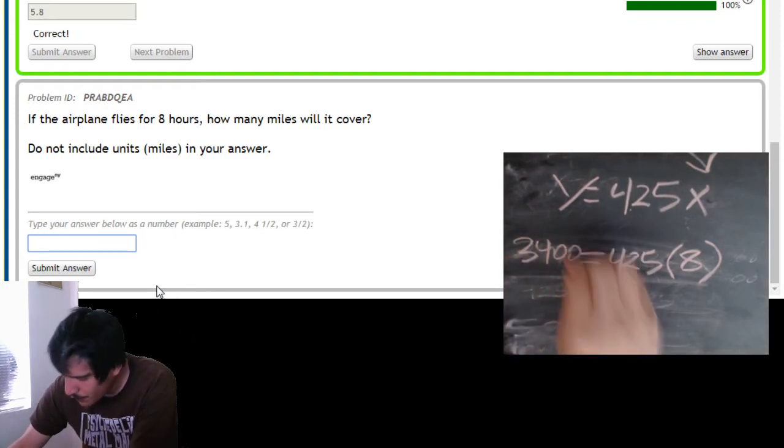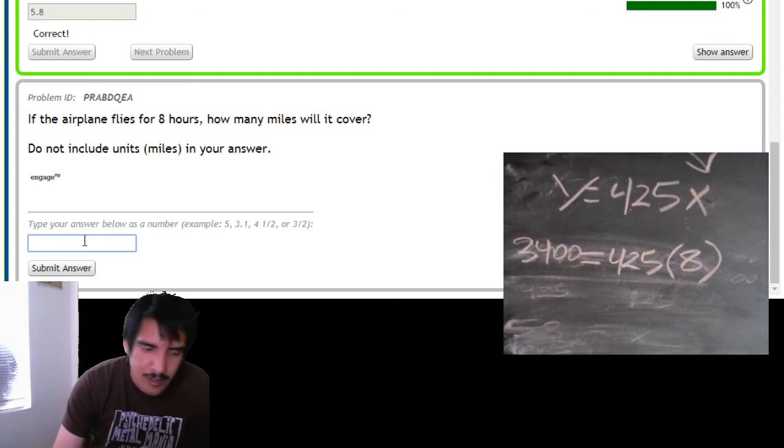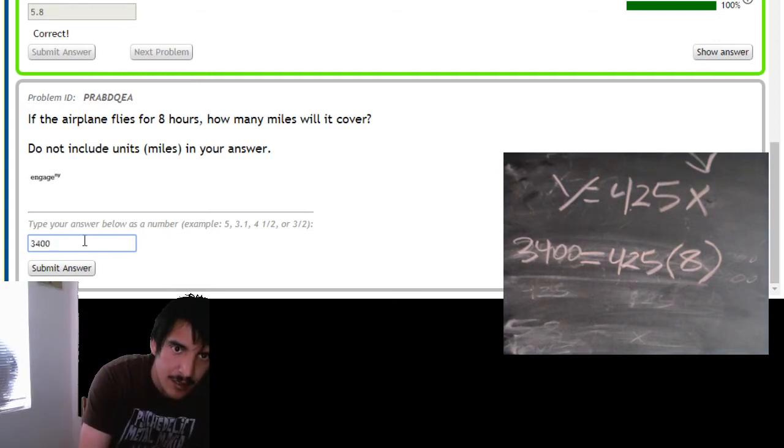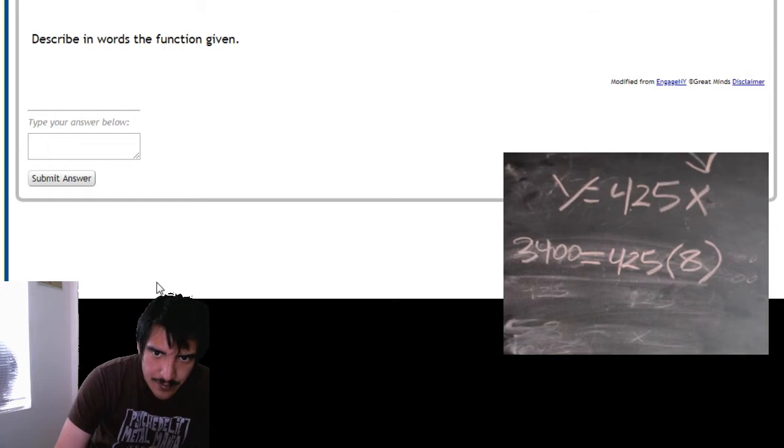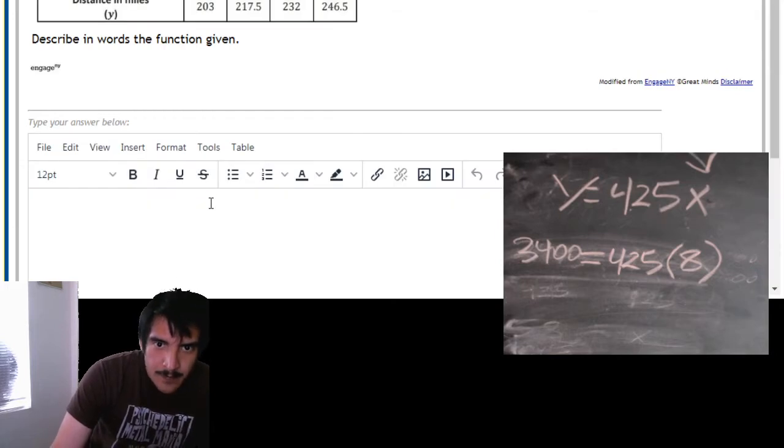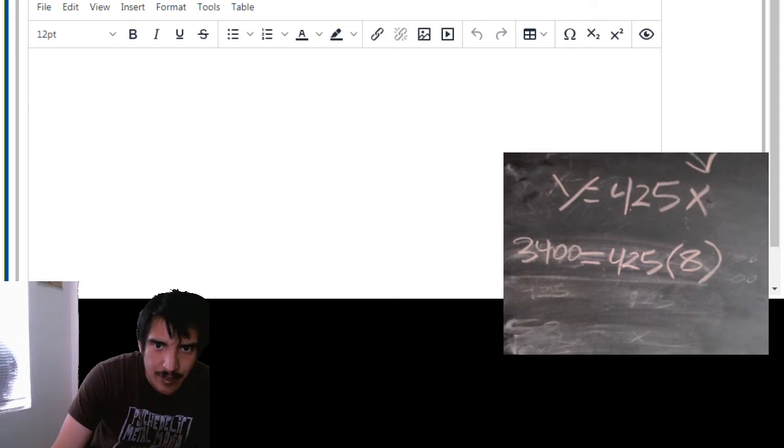So 3,400 miles is how long we would travel in 8 hours. Amazing. Describe in words the function given.